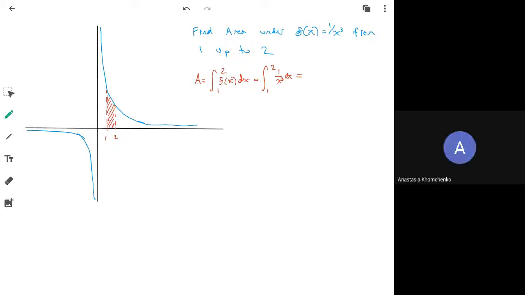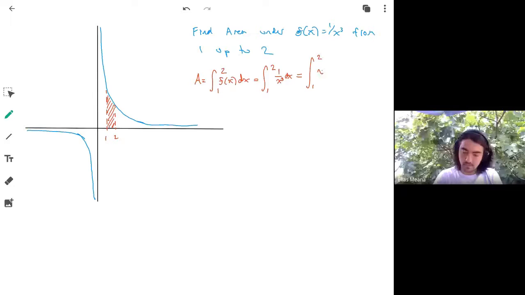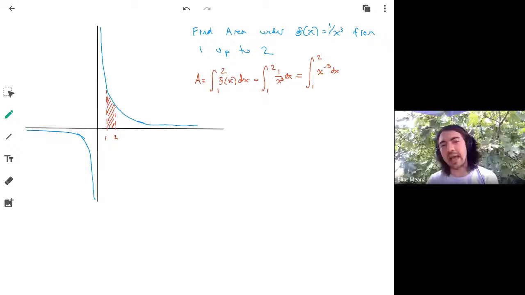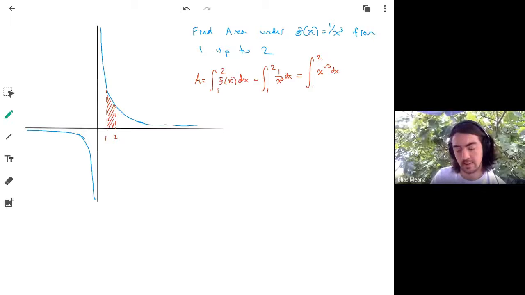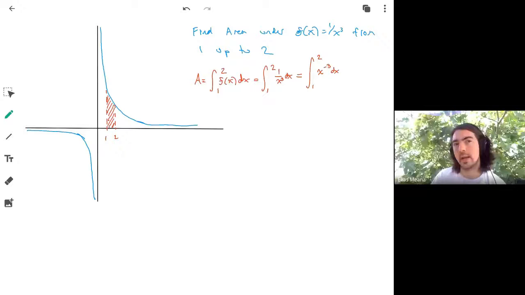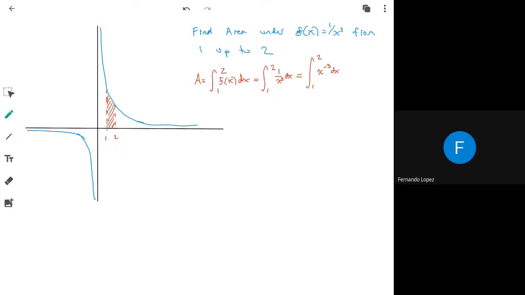X to the power of minus 3. Good. So it's the integral from 1 to 2 of x to the power of minus 3 dx. And so what is the antiderivative of x to the power of minus 3? It's minus 3x to the power of minus 4 divided by minus 4. Not quite. No, it's x to the power of minus 2 divided by minus 2.